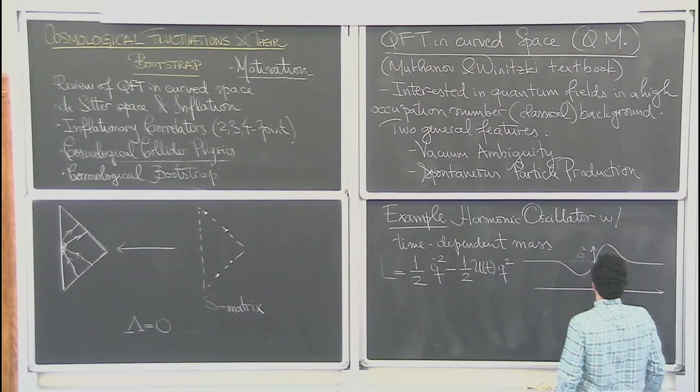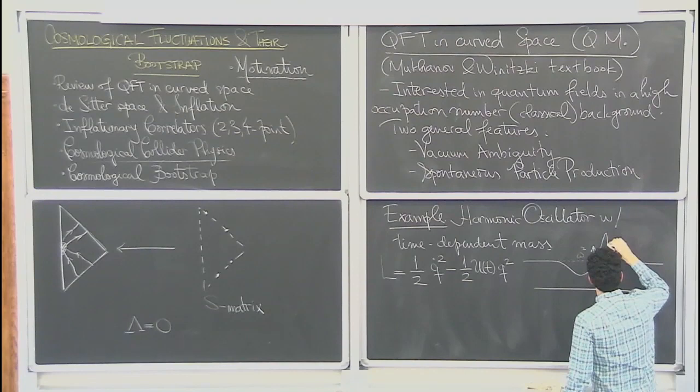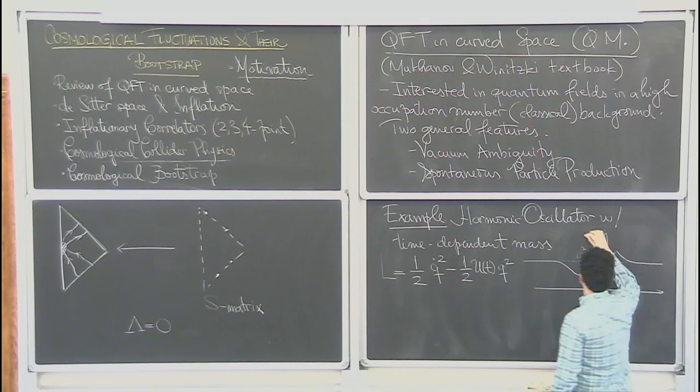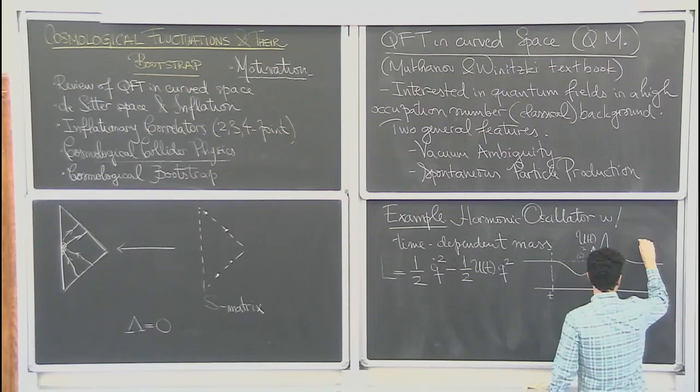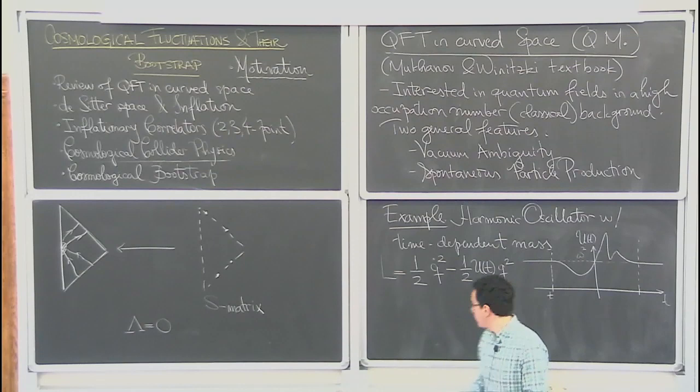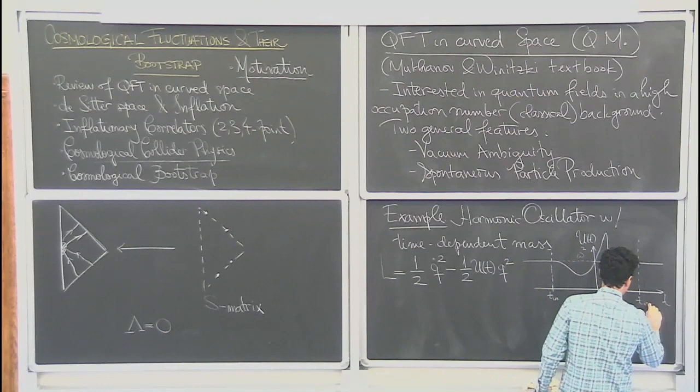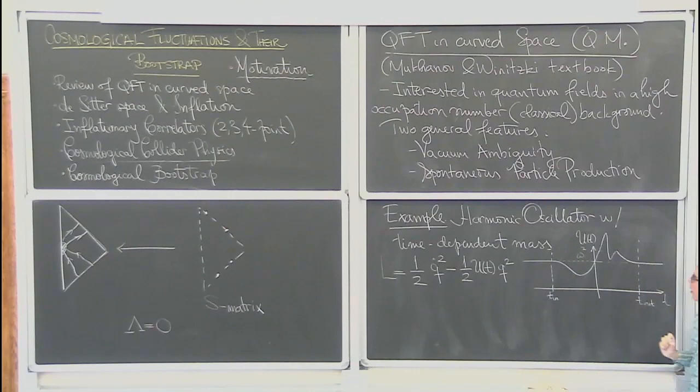This is not symmetric, okay? It's just whatever you want it to be. So this is u of t over time, okay? And there's some time, let me call it t in, t out. So before some time, it's really like your standard harmonic oscillator. And after some time, it's also like your standard harmonic oscillator. But then somewhere in between, it has this interesting time-dependent feature.